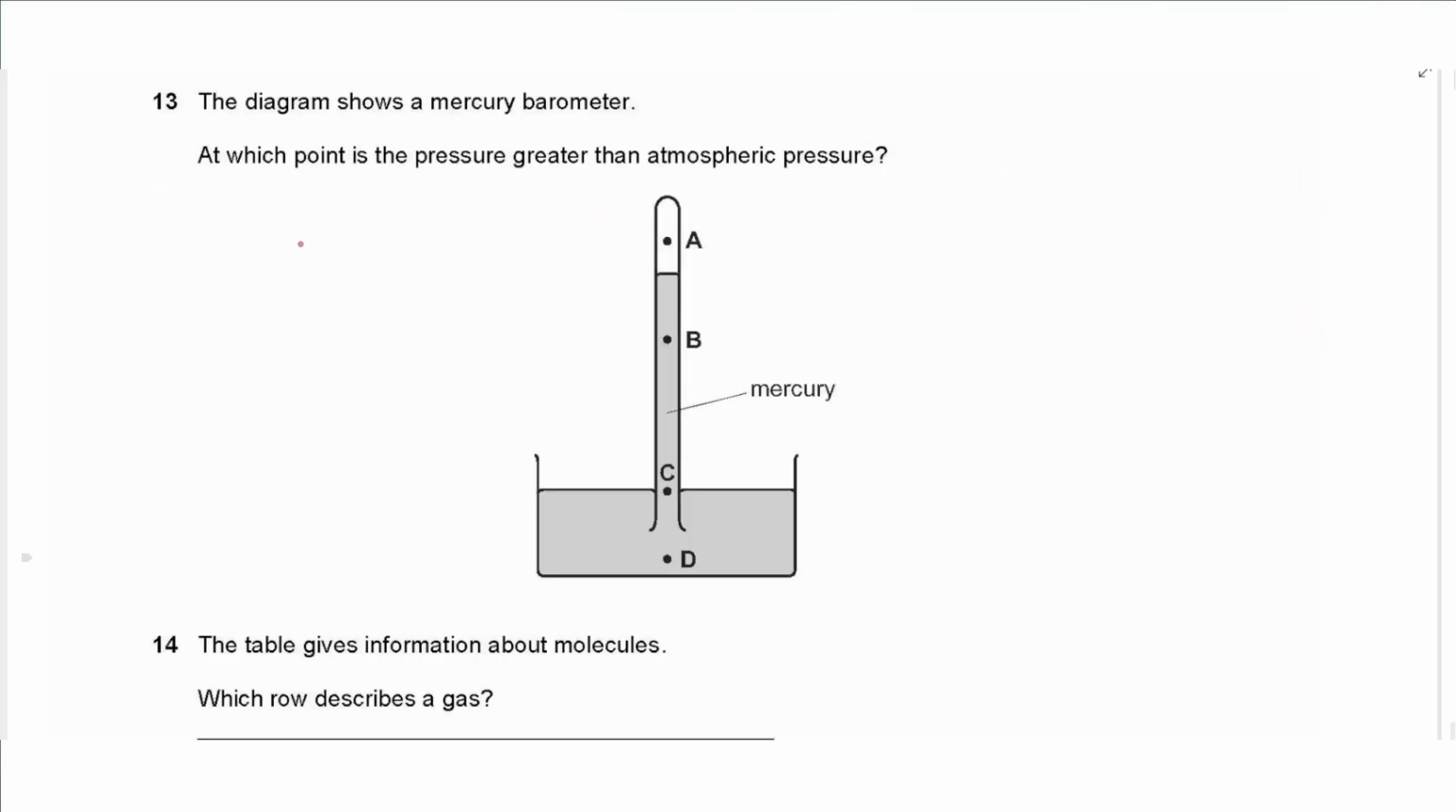Question 13 is about barometers, so you can skip this question for the new syllabus. It says the diagram shows a mercury barometer, at which point is the pressure greater than the atmospheric pressure. So A is actually 0 pascal, B is less than the atmospheric because we have less depth of liquid. At C it is equal to the atmospheric pressure, and any more depth below that causes the pressure to be greater than the atmospheric, so the answer is D.